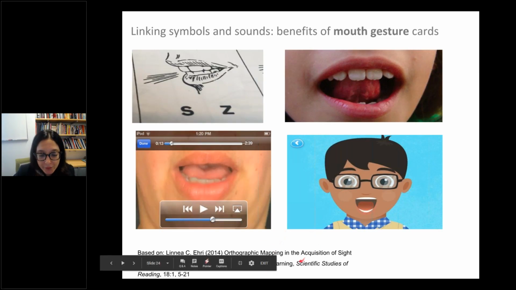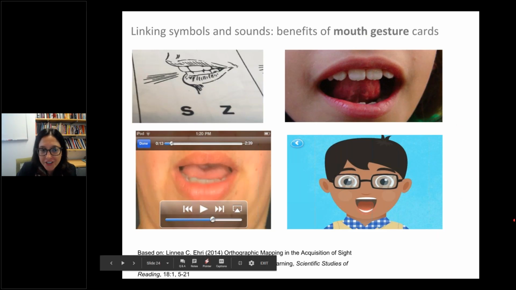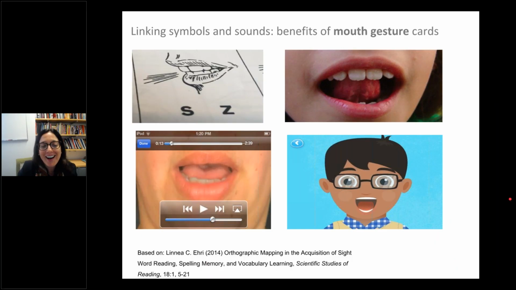But I just wanted to point everyone to this study from 2014, which is all about orthographic mapping, which is just a scientific way of saying sound symbol connections. And really, they are talking a lot in this study about how kids who learned about how to form phonemes in their mouth, by looking at mouth gesture cards, outperformed kids who learned letter sounds without mouth gesture cards. They also talk about a lot of other strategies that if we had a great amount of time, I would share. But I just wanted to share some small multisensory strategy here that you could take away.